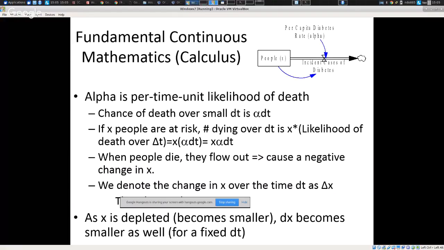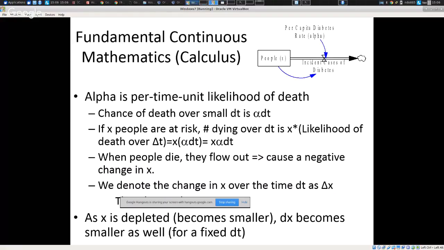And if we consider the stock of people, there's a bit of a disjunction here. The slide says diabetes, but I need to correct this, it's actually mortality rate, okay? So alpha is a per unit time mortality rate. It's a probability per unit time that someone will die.